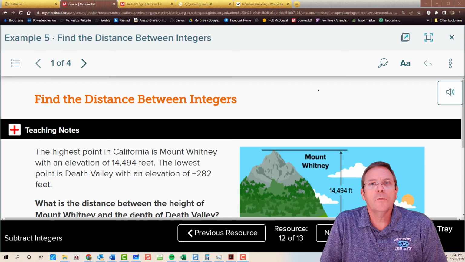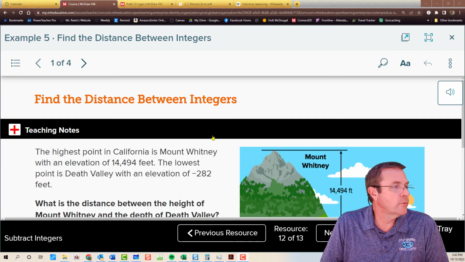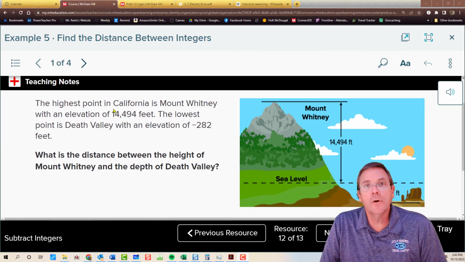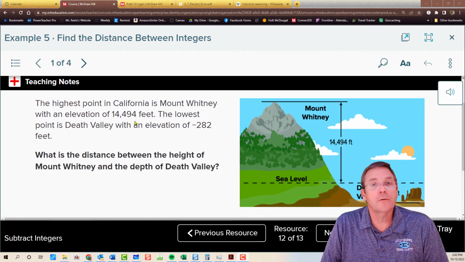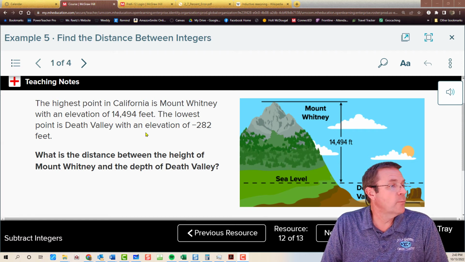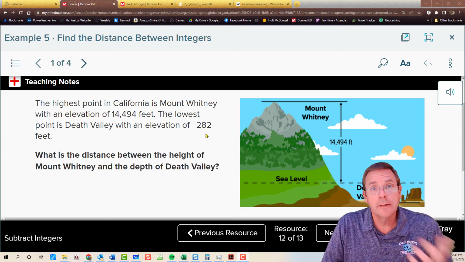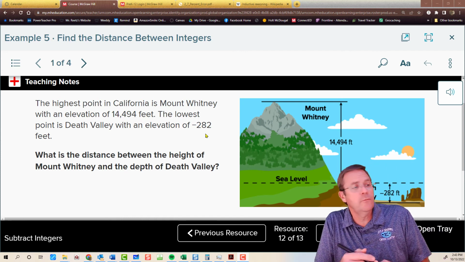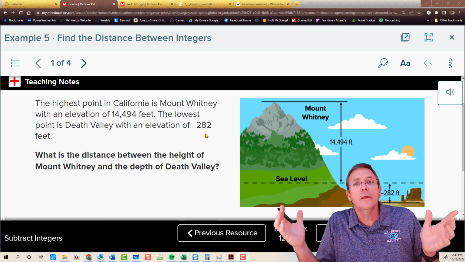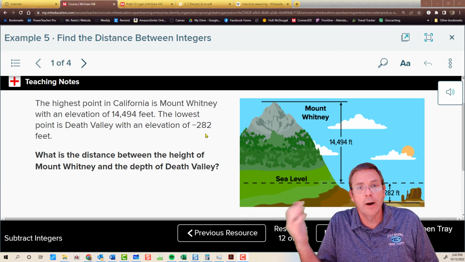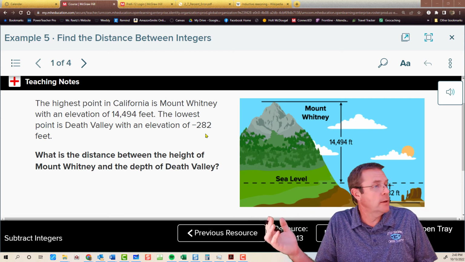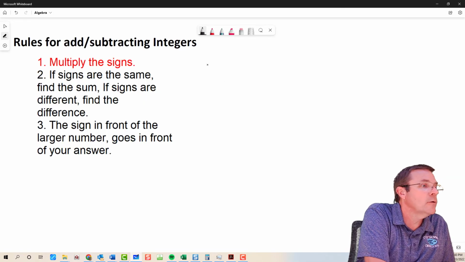The last example they give us, example number 5, involves a word problem. They say the highest point in California is going to be 14,494 feet. The lowest point is in Death Valley, and that's going to be -282 feet. From there, we're going to find the difference between those, but it's going to be the absolute value of it because they only want to know the distance between them.